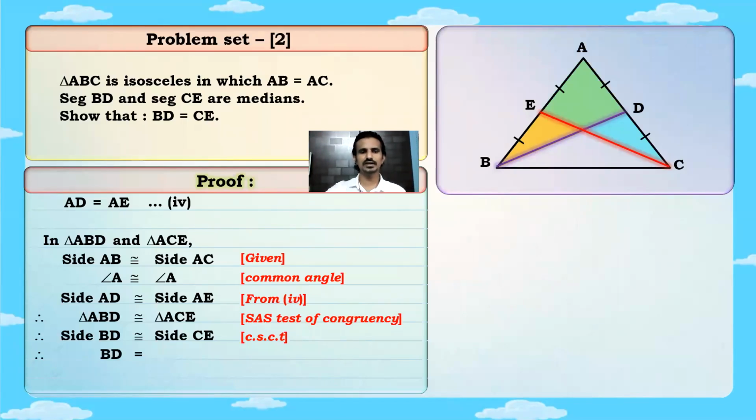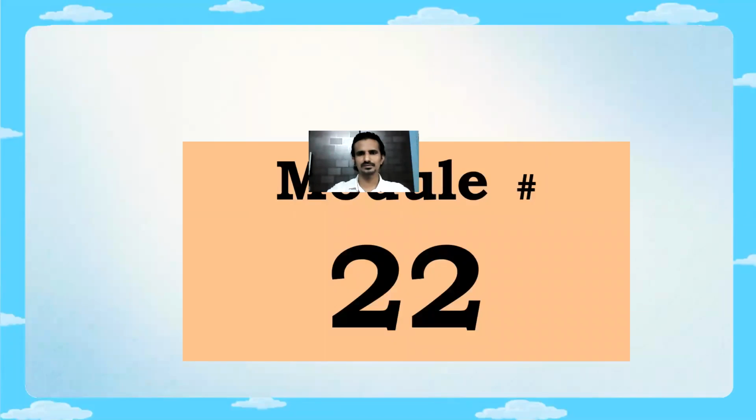So at the end we should say BD equal to CE, because question में था to prove BD equal to CE, so we have just proved it. Hence the question is proved.